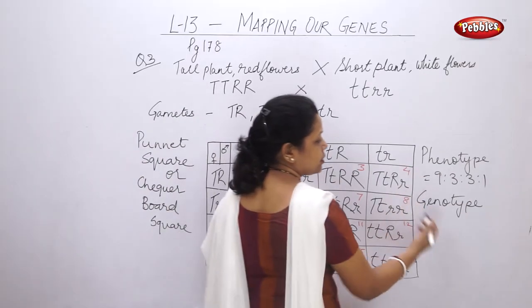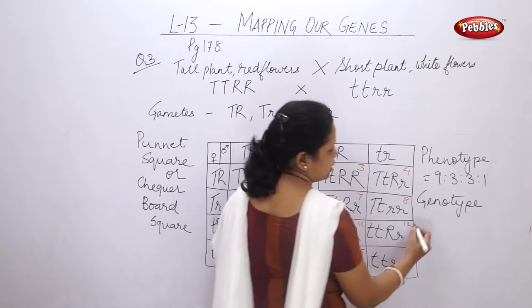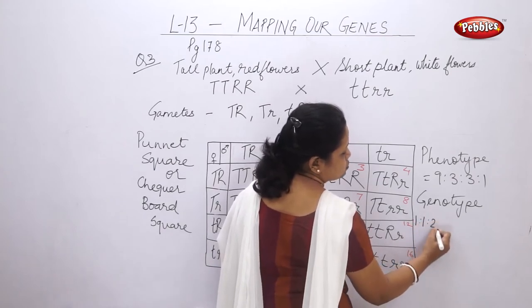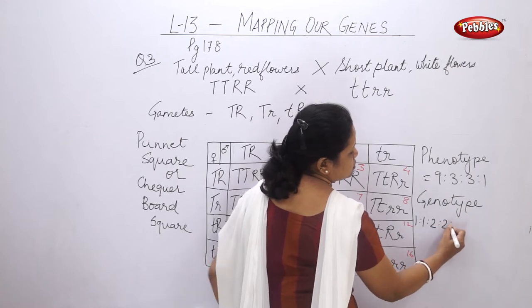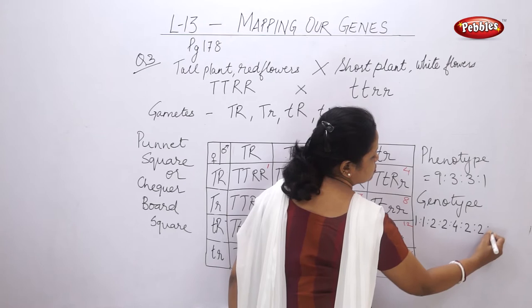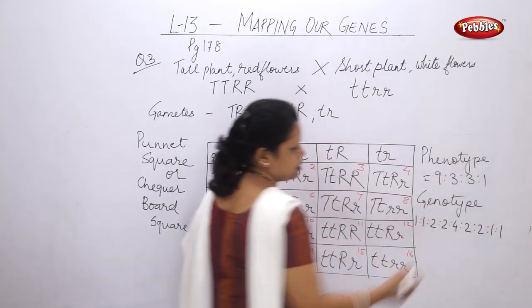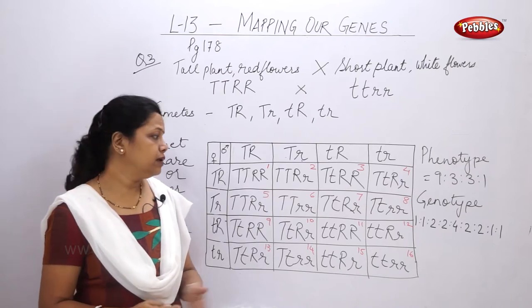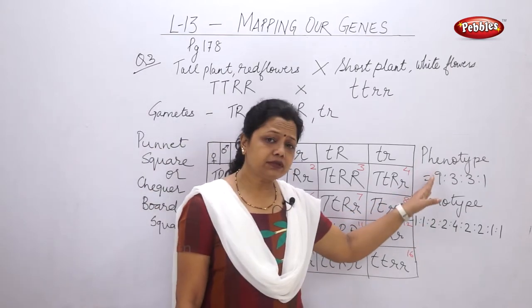What is the result of the F2 generation in genotype? It is 1:1:2:2:4:2:2:1:1. This is the ratio which is found in genotype. What is the difference?